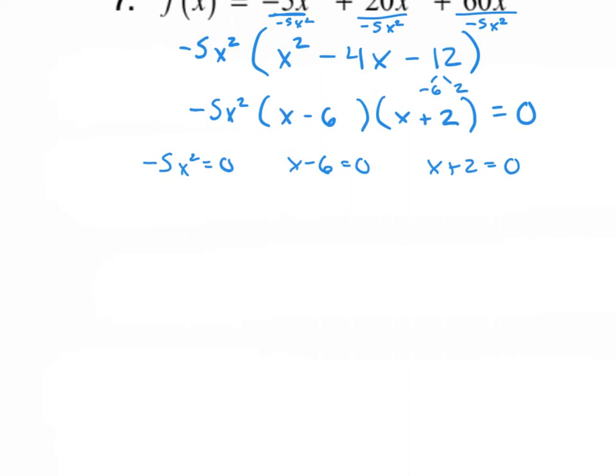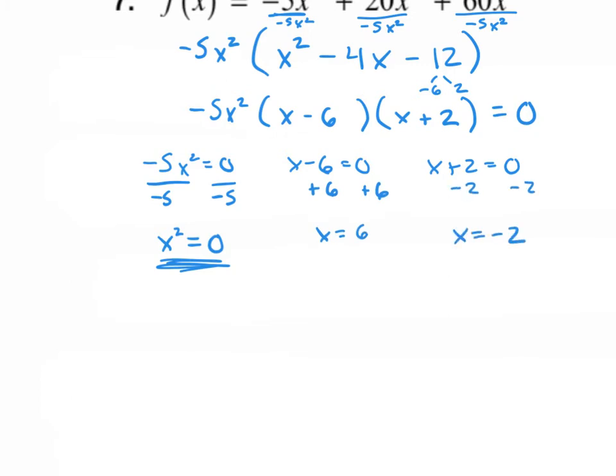So for the first one, perfect, x is going to be equal to 0. But I'm going to leave it as x squared is equal to 0, just because when graphing, we need to know our multiplicity. So I just want to know that I have two x's that equal 0, so I'm going to leave it as x squared. The next one, we add 6 on both sides, so x is equal to 6. And then we subtract 2, x is equal to negative 2.